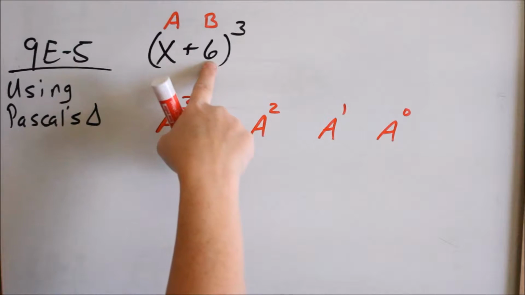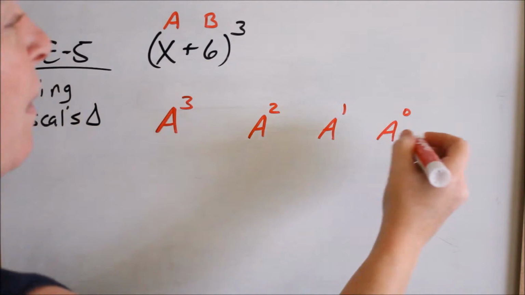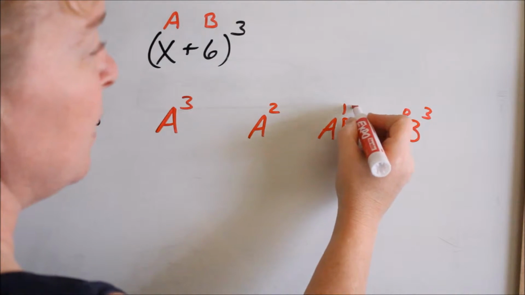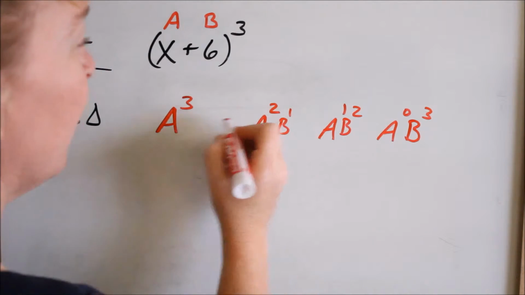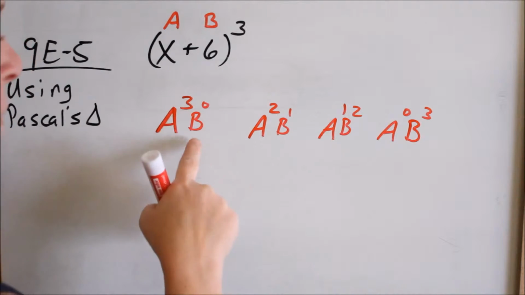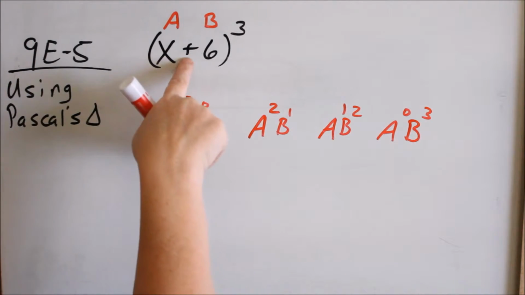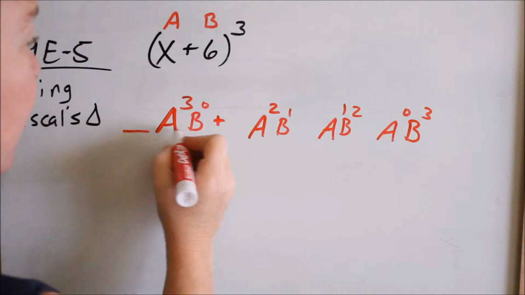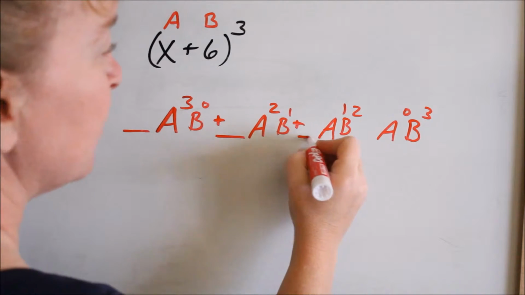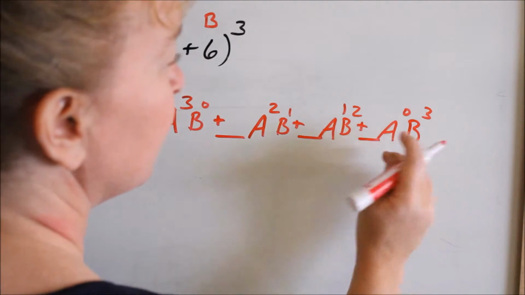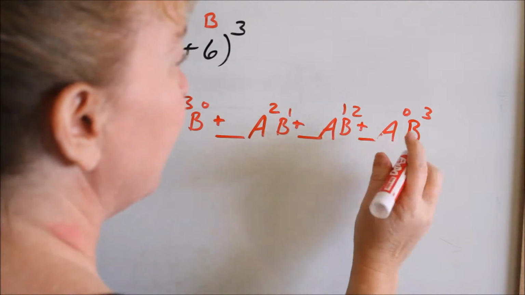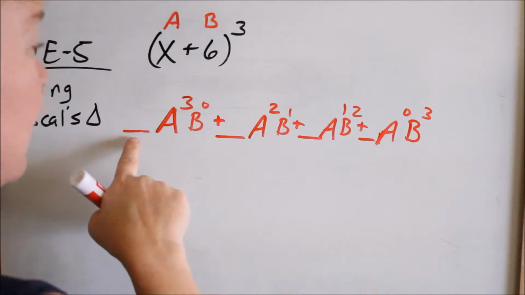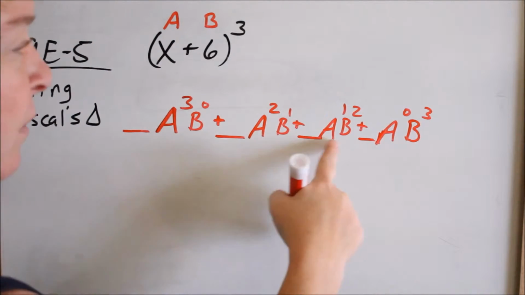Your B term will count backwards. So this one will be B cubed, and then B squared, B to the 1st, B to the 0. Remember, anything to the 0 power is 1. I'm in a positive world. For your general formula, you will always put a plus sign in front of here. Plus, plus, okay? I have a blank in front of each one of these A's. That's an A. I have a blank here because now we're going to put a coefficient in front of here.